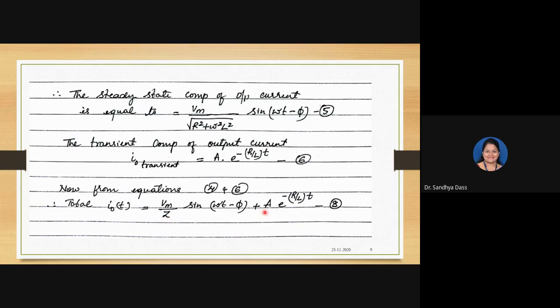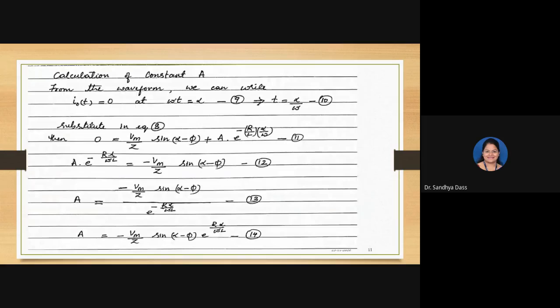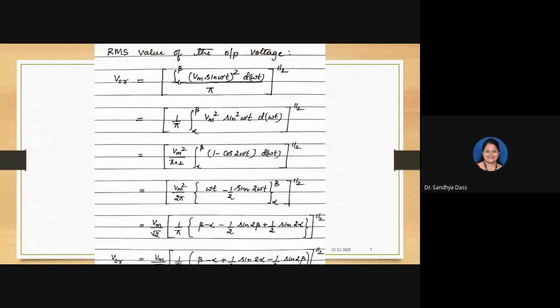But here, as you can observe, A is a constant. So we have to find out the value of the constant A here. I hope you are copying down. So, calculation of constant A. Recall the waveform. I'll go back to the waveform.